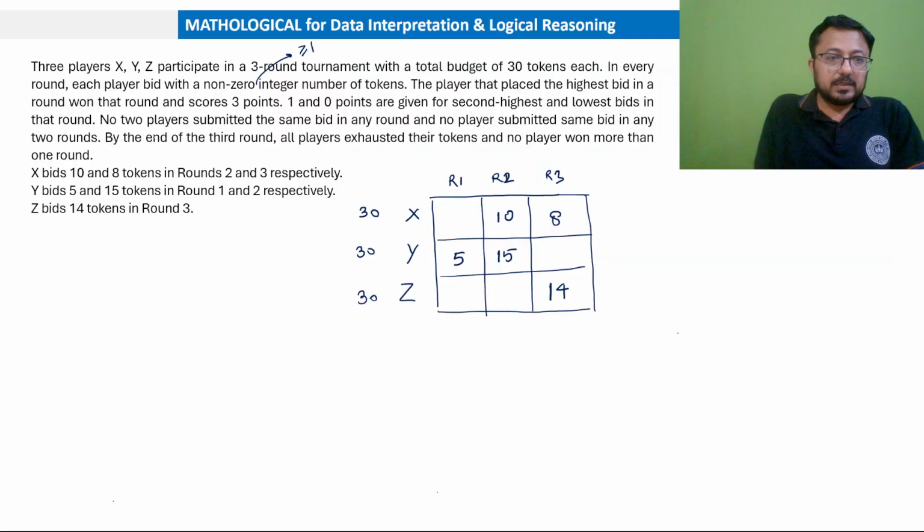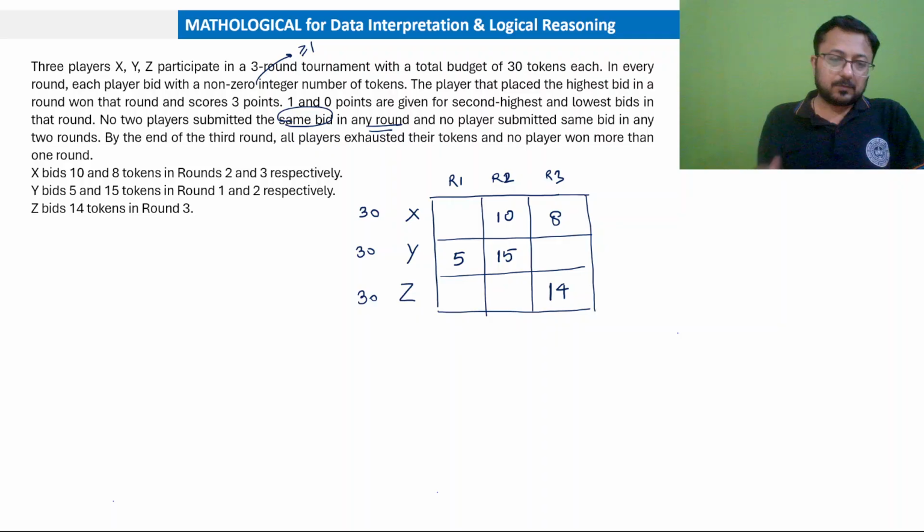Also given that no two players submitted the same bid in any round. So in any round, all the bids are distinct. Additionally, no player submitted the same bid in any 2 rounds, which implies that all the bids submitted by a player are also distinct. By the end of the 3rd round, all players exhausted their tokens, so no player won more than 1 round. There are 3 rounds and no player has won more than 1 round, which implies that every player won exactly 1 round.